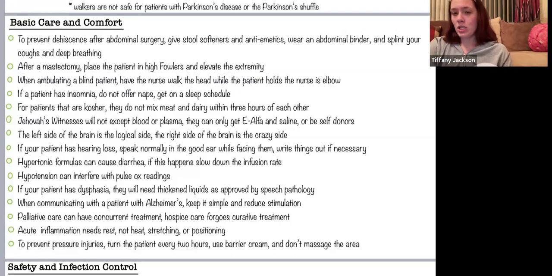Whenever a patient has acute inflammation, we are going to make sure that we rest. We follow RICE: rest, immobilize, cold, elevate. If you have any sort of acute inflammation, we're not going to touch the area. We are not going to stretch the area. We're not going to try to position it. We're going to keep it rested and keep ice on it.